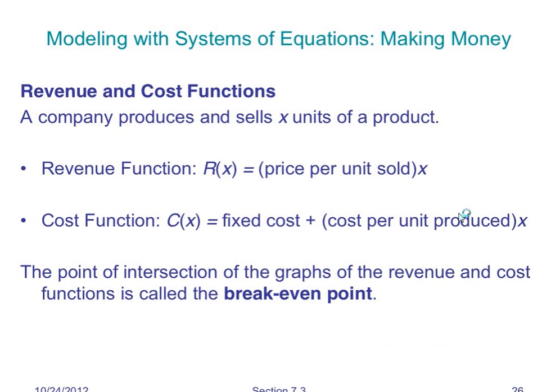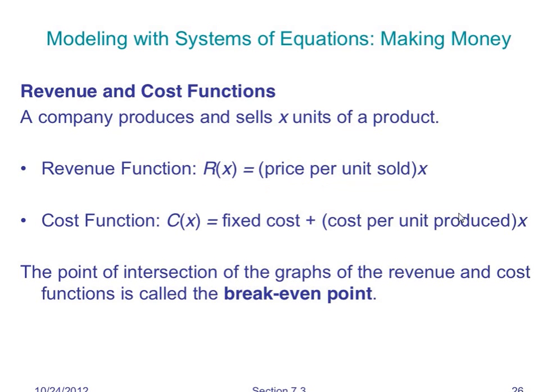Revenue and cost functions. A company produces and sells x units of a product. The revenue function, using R, is equal to the price times the number of units that are sold.